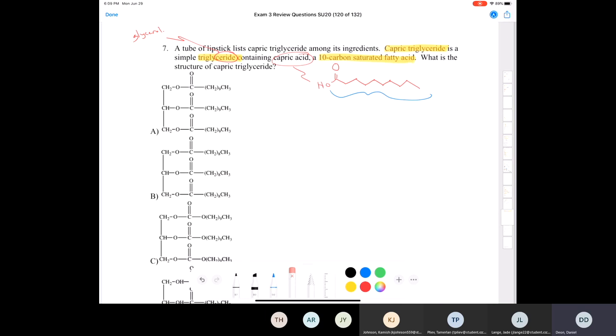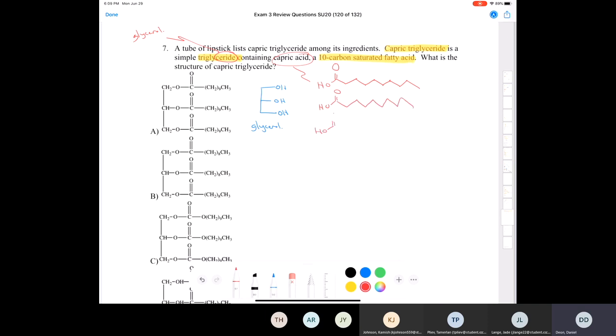Right, so what I'm going to end up doing is I'm going to end up reacting glycerol. So glycerol, I'll draw the structure of glycerol. It's a triol. This is glycerol, okay? And I'm going to react it with three molecules of capric acid.